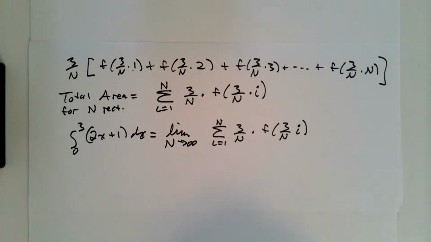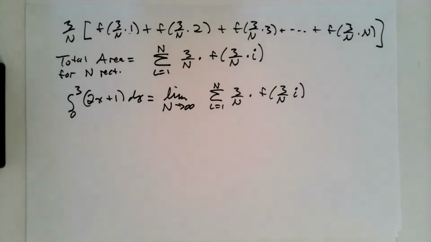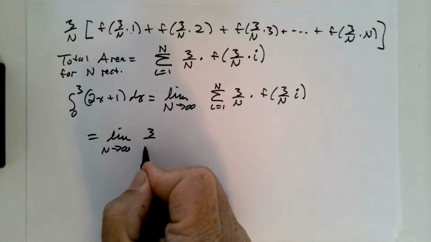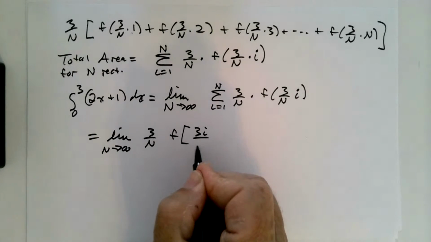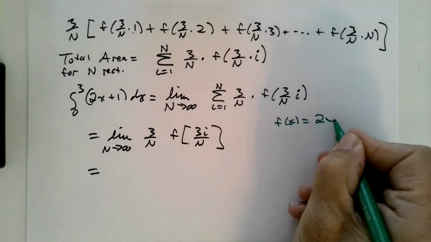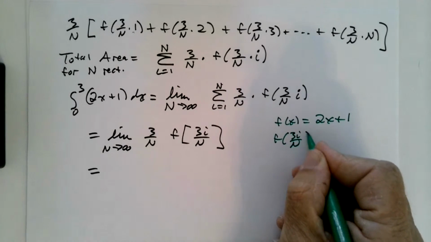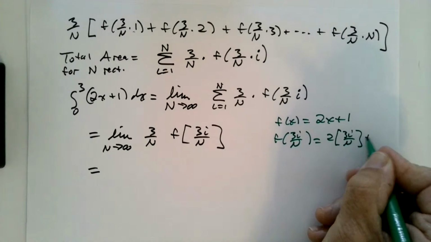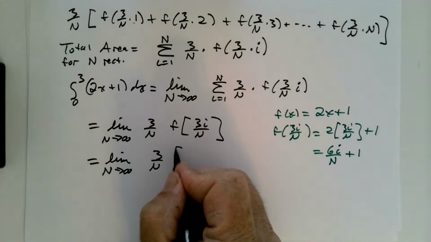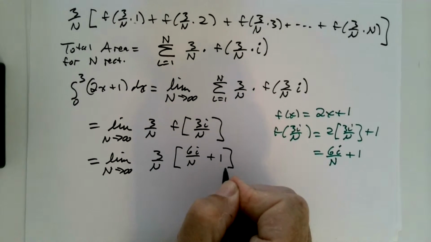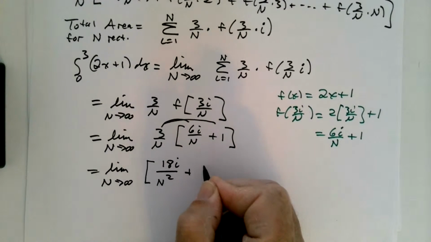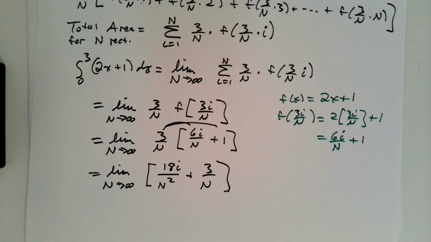Okie doke. What was f? f of x was 2x plus 1. So this equals the limit as n goes to infinity of 3 over n times f of 3i over n. Make a little note off to the side: f of x is 2x plus 1. So f of 3i over n is 2 times 3i over n plus 1, which is 6i over n plus 1. As n goes to infinity, 3 over n times 6i over n plus 1 is 18i over n squared plus 3 over n. And I lost a sum.